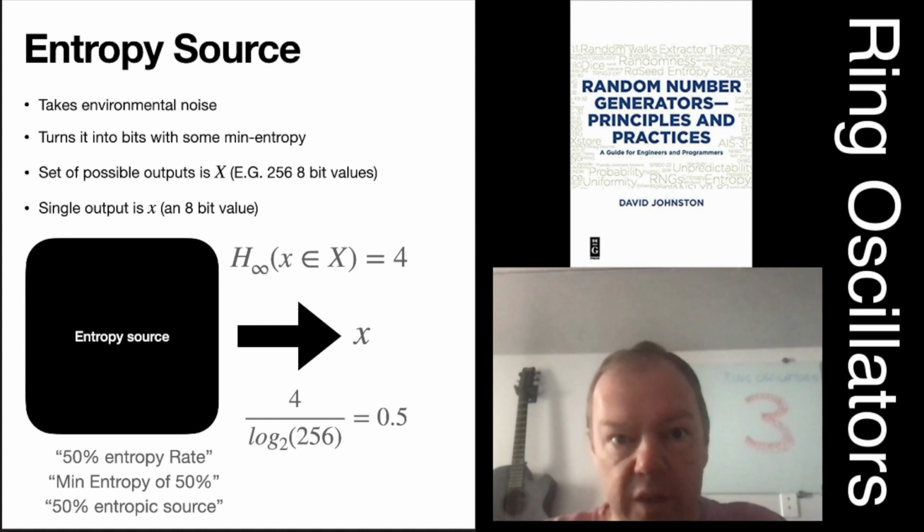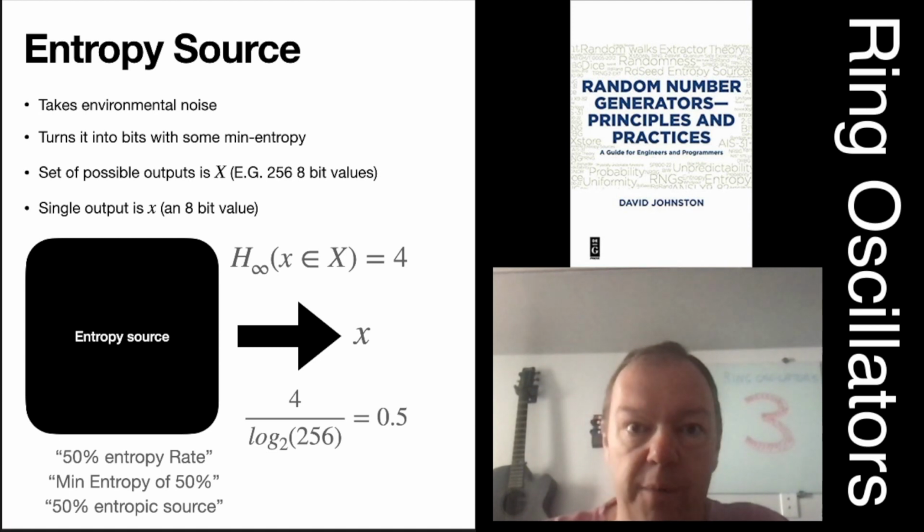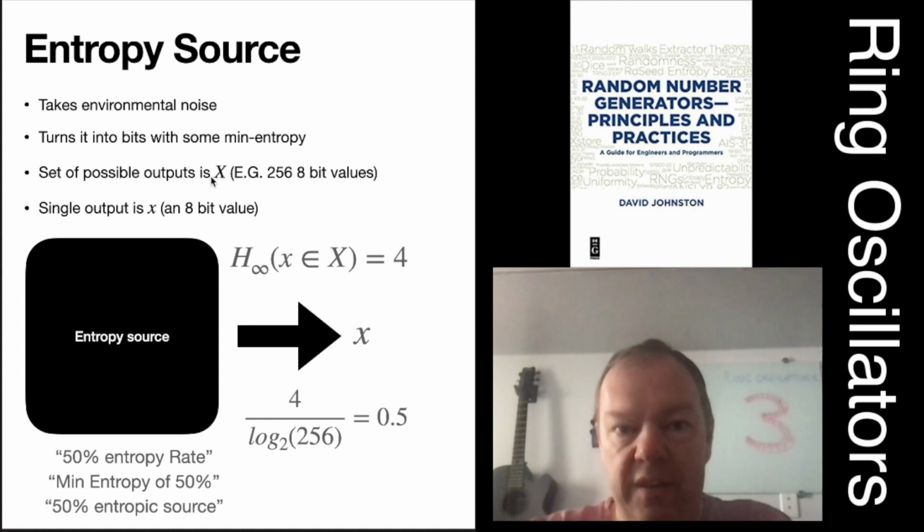And it outputs a value, and the value is part of a set of possible values. Let's say you're outputting 8-bit values, there would be 256 possible values. 2 to the power 8 is 256. There's a set of values it could come from, and we just call that set of values X, and the individual value little x, which is an 8-bit value in this example. Often it's a single bit, sometimes it's 32 bits, it varies based on the circuit.